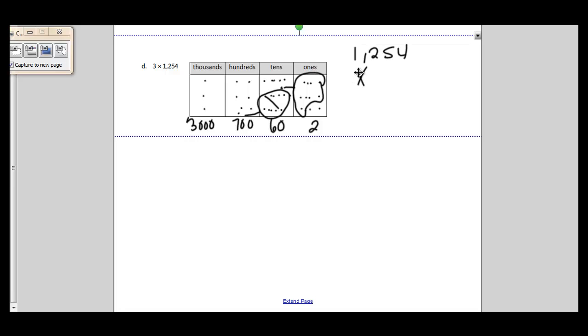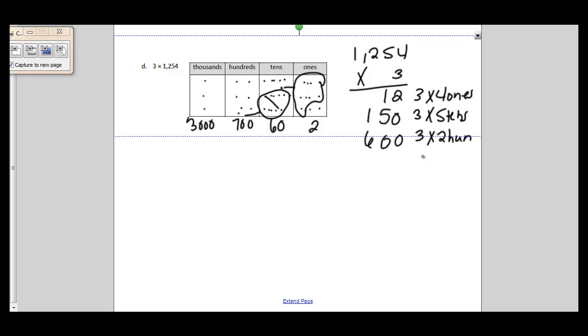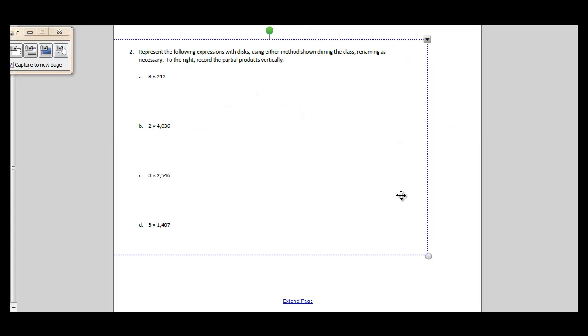254 times 3. 3 times 4 ones, 12. 3 times 5 tens, and that is 150. 3 times 200, 3 times 1,000. Add that all together, 3,762. So they do match up.